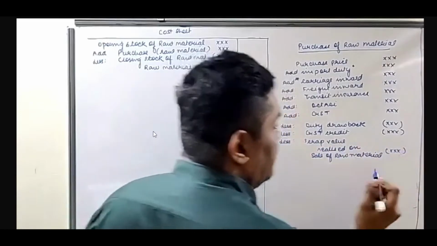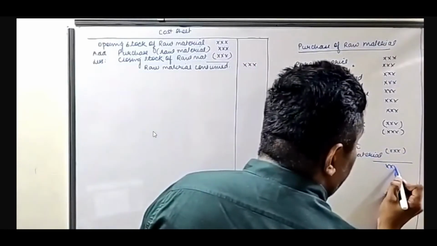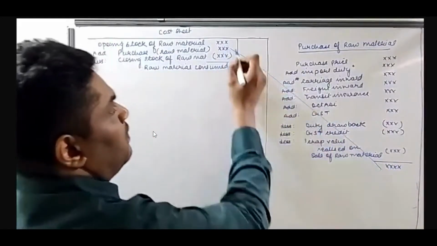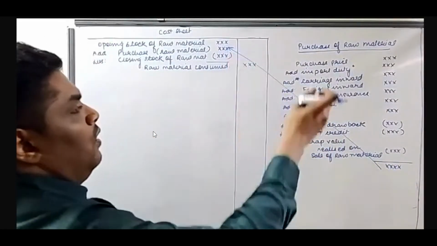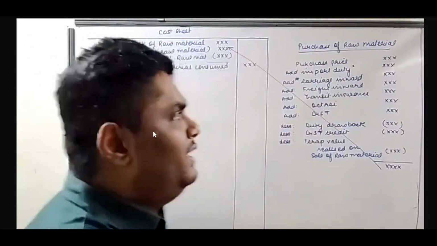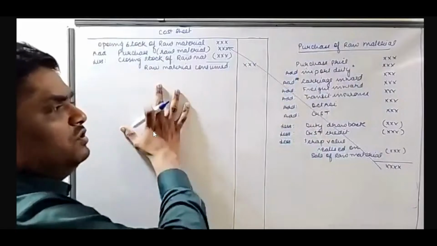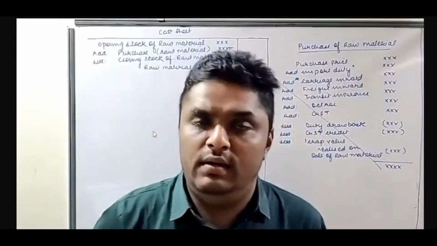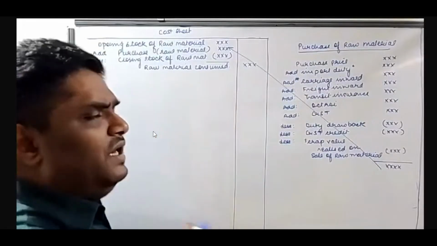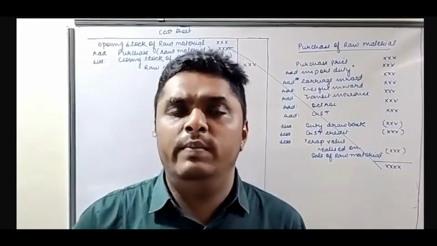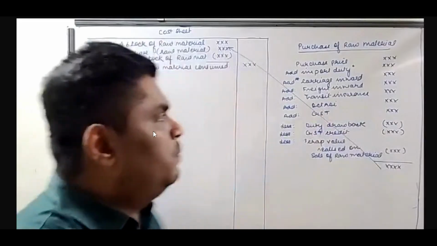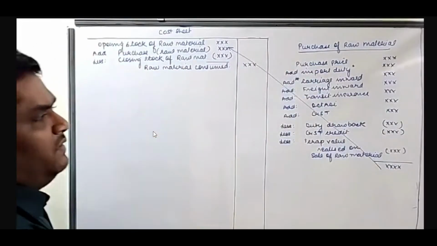It will be. And this final amount will be placed here in the cost sheet. All these calculations can be a part of the working note, or alternatively, you can write all this in the cost sheet also. Both the approaches are correct. It is advisable to write it in the cost sheet, but if you want, you can make it a part of the working note also. But it is advisable to put all these figures in the cost sheet itself.